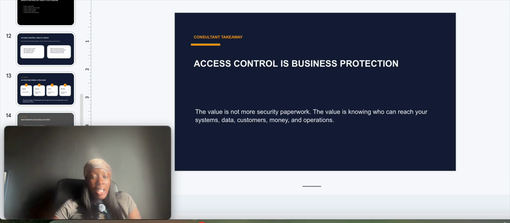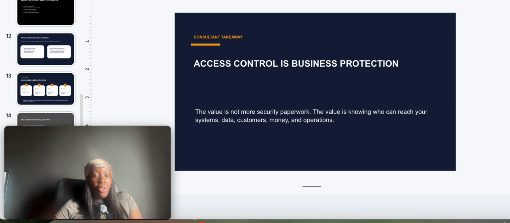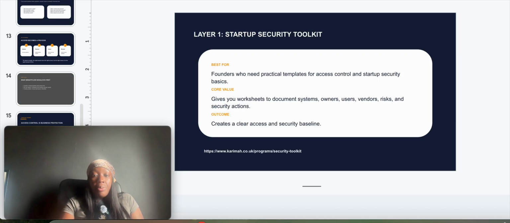And then just as a final thing, access control is business protection. So the value isn't in the amount of process that comes about because of this, but rather the fact that you know exactly who has access to what. There's accountability in terms of fixing problems, and the likelihood of your accounts being hijacked by an attacker becomes lower because you've reduced the attack surface.